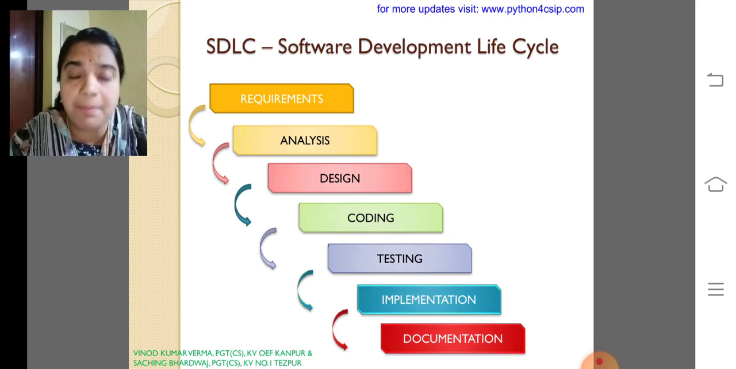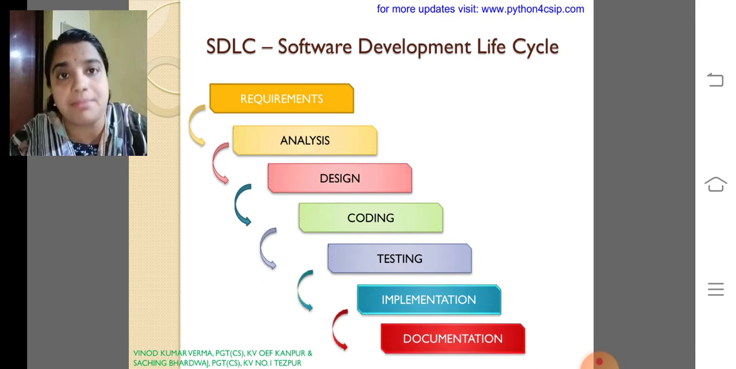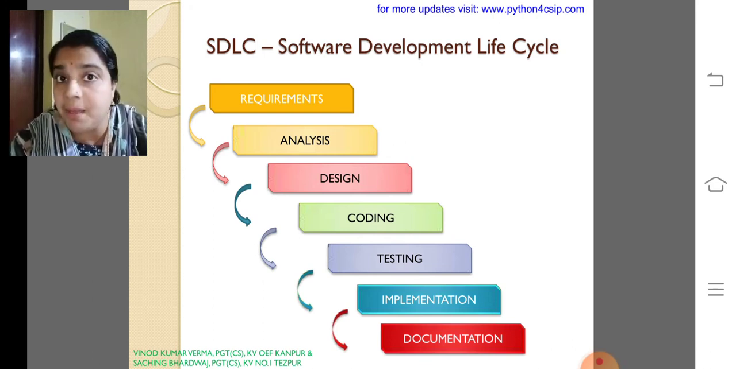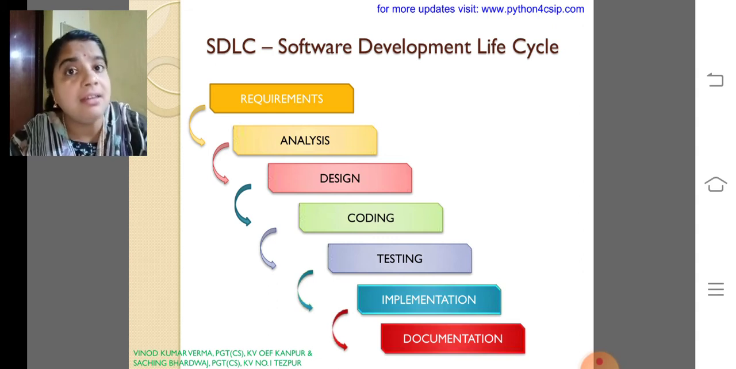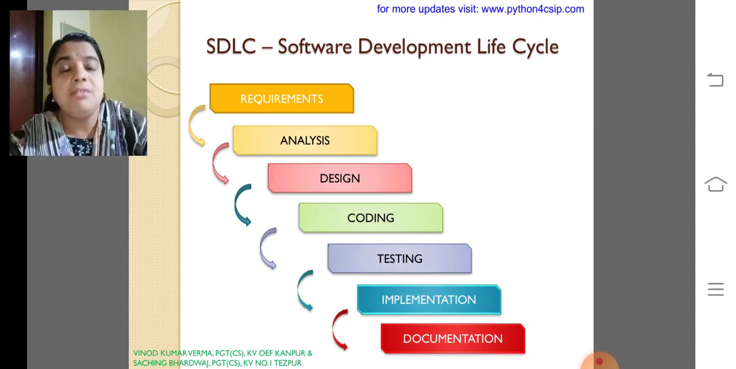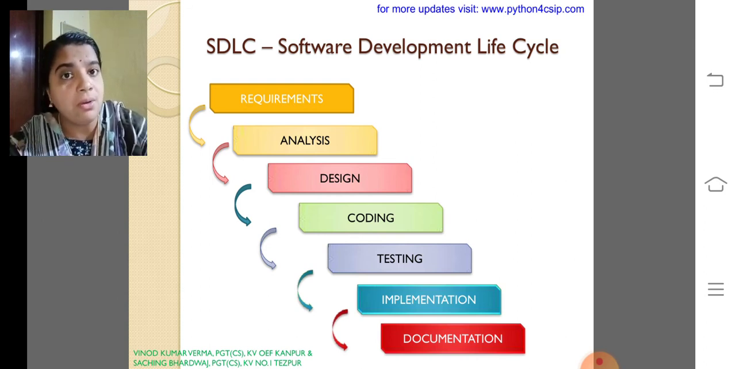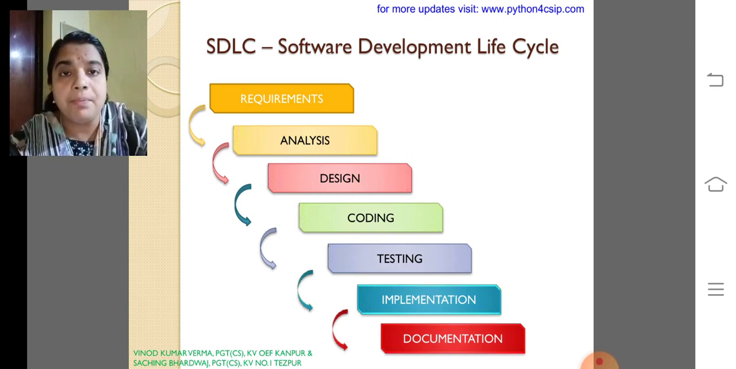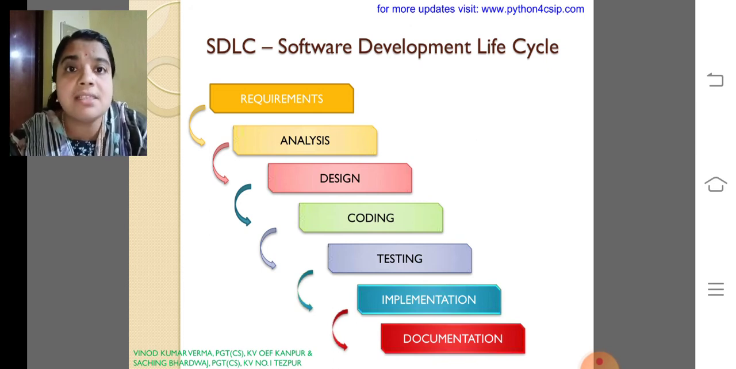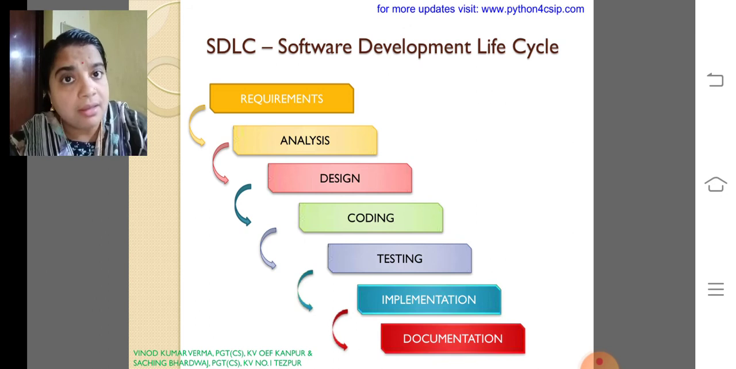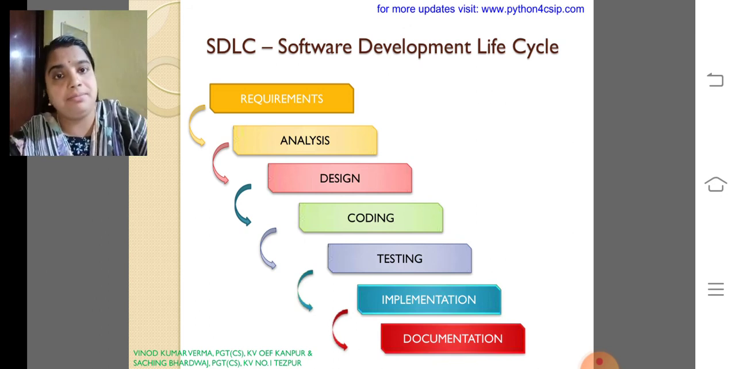For a particular problem, if you want to add two numbers, that is a problem, then we have to find the solution for it. We require two numbers, then they have to be added, then the result has to be produced to the user. So for each and every problem, there must be a definite cycle for getting the solution.